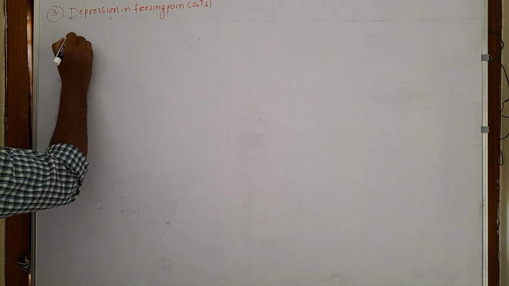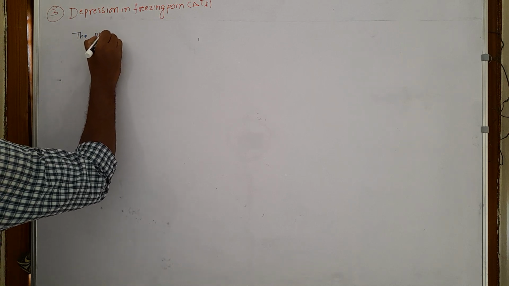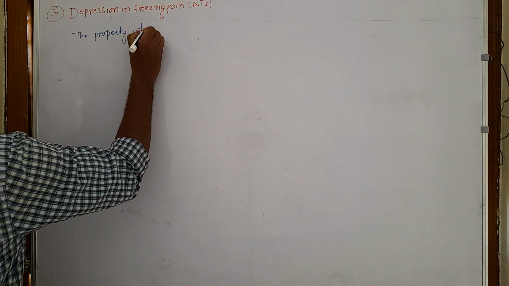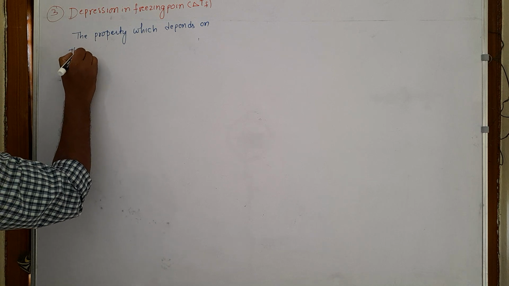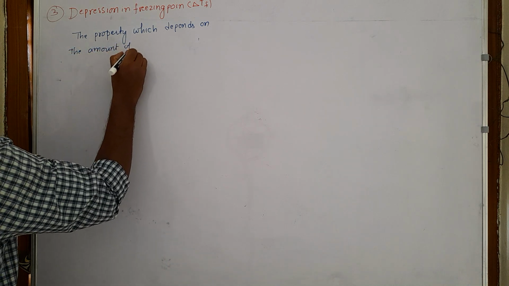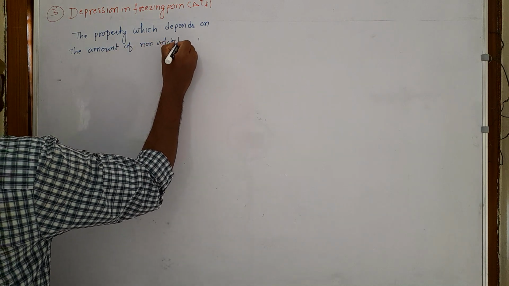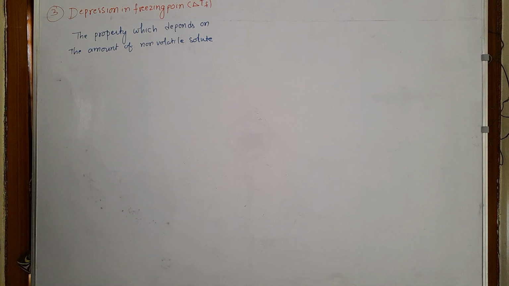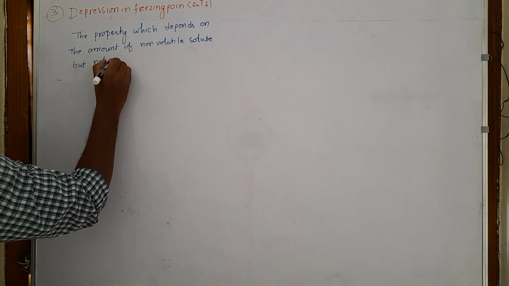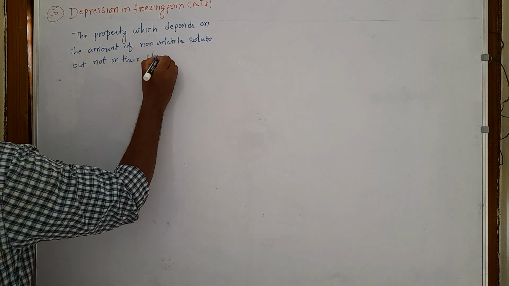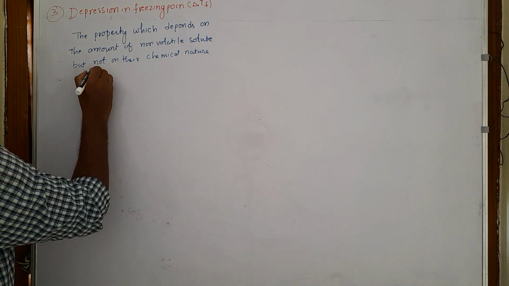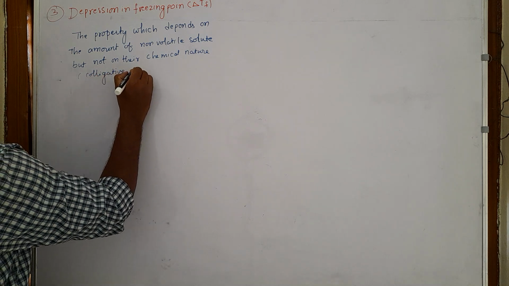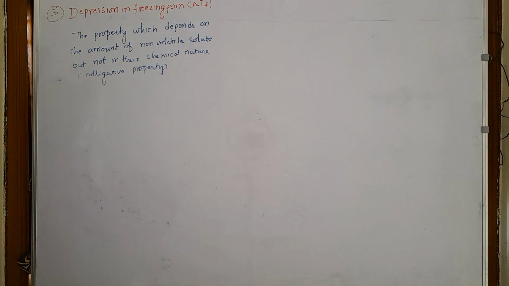Colligative property means the property which depends on the amount of non-volatile solute but not on their chemical nature. That is called what? Colligative property. So in colligative properties, the property depends on the amount of non-volatile solute.